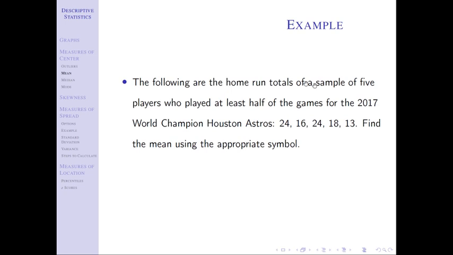However, we see that the following home run totals are a sample of 5 players, right? There are more than 5 players who meet these criteria. This is just a subset of them that makes this a sample mean. So we're going to use the symbol X bar. We add up all 5 of those numbers. We get 95 as the numerator. There are 5 of them, so we divide by 5, and that means that X bar is 19.